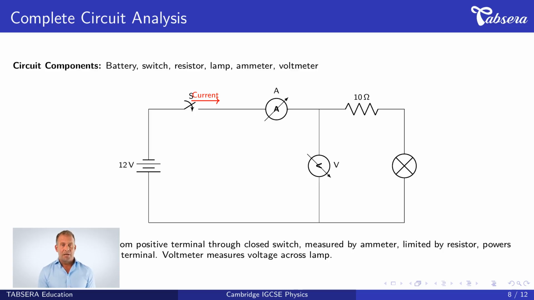Let's analyze a complete circuit containing all major components. The circuit includes a 12-volt battery as the power source, a switch to control current flow, an ammeter to measure current, a 10-ohm resistor to limit current, and a lamp as the output device. A voltmeter measures voltage across the lamp. When the switch closes, current flows from the positive terminal of the battery, through the switch, through the ammeter which measures the current magnitude, through the resistor which limits the current, through the lamp which converts electrical energy to light, and returns to the negative terminal. The voltmeter, connected in parallel, measures the potential difference across the lamp without affecting the main current flow.